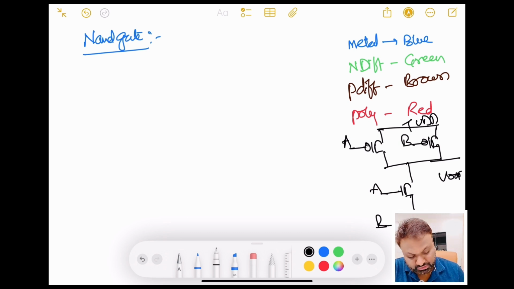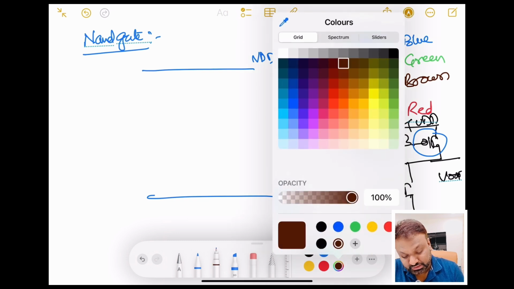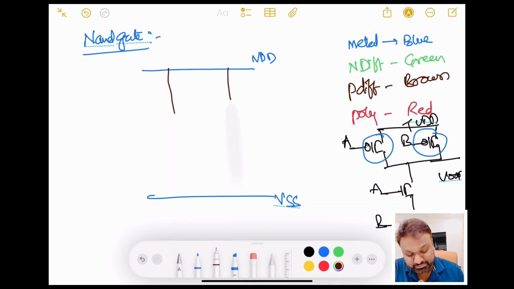We will start with metal. This is my VDD and VSS. First I need two PMOS transistors here which are in parallel. For PMOS transistors we will take the brown. Red crossing brown is a PMOS, so this is PMOS 1 and this is PMOS 2.